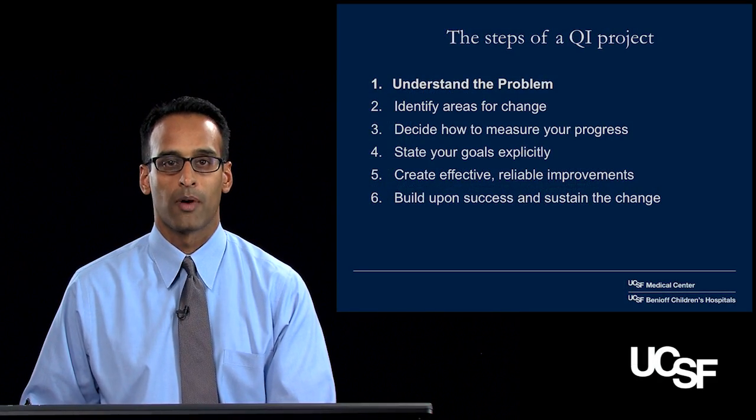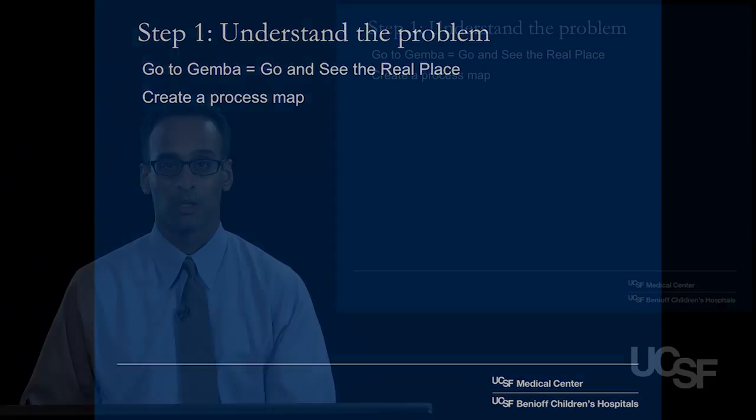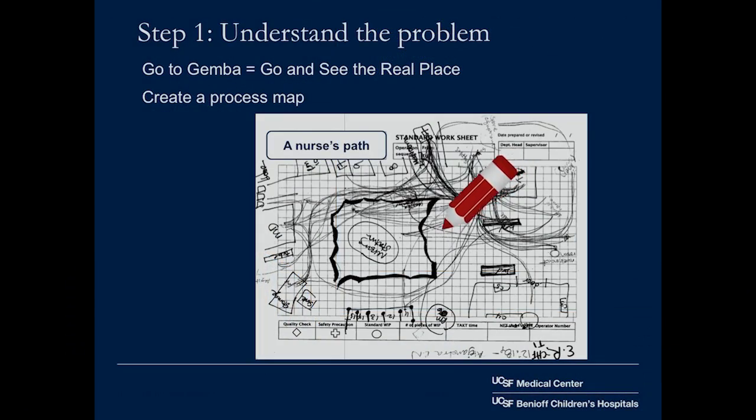The first step of a QI project is to take the time to understand the problem. In Module 1, we introduced the concept of going to Gemba, which means going and seeing the real place. This refers to directly observing the work environment and seeing how frontline providers go about their work on a day-to-day basis. By directly observing actions as simple as how long it takes to walk around the ward to find supplies, you can often identify important things about why a safety problem exists that may not have been understandable otherwise.